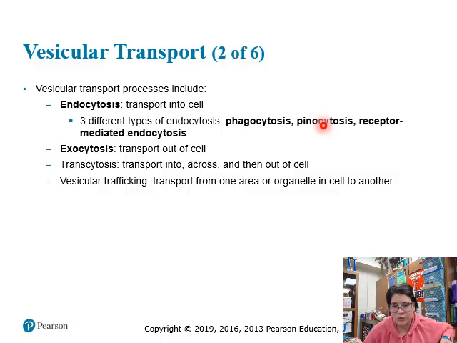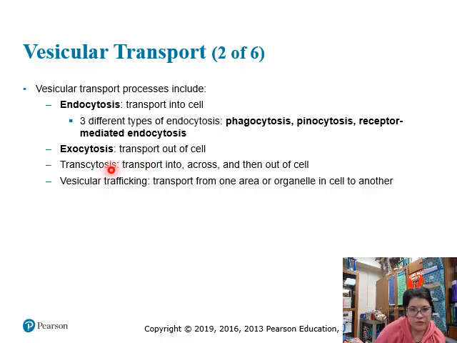It's kind of like the cell drinking little drops. And then receptor-mediated endocytosis is where you have little receptors on the cell. And then when something binds with those receptors, that causes it to pinch in and bring it into the cell. And then exocytosis is just the opposite of endocytosis, and it's taking it out of the cell, like taking out the trash.